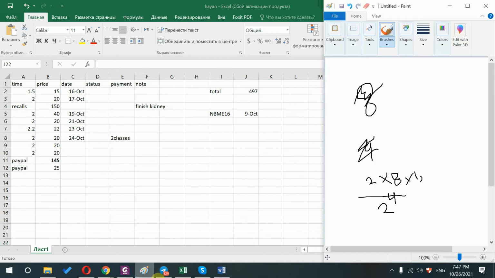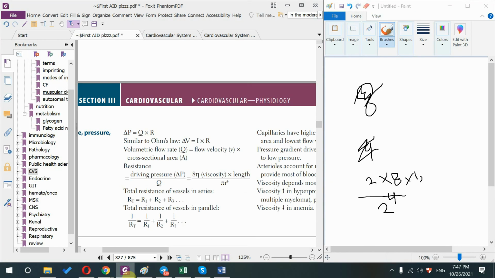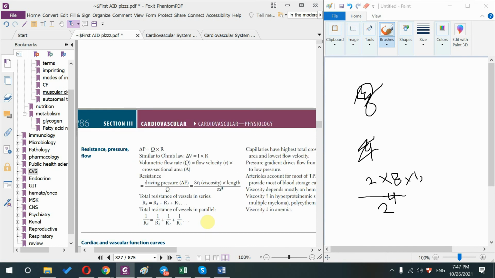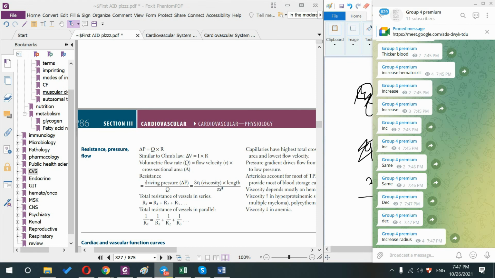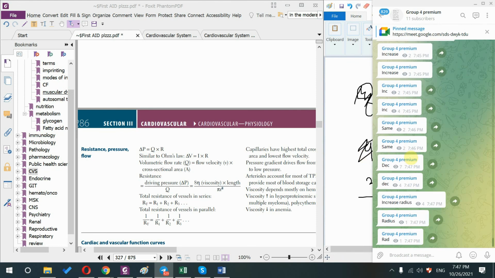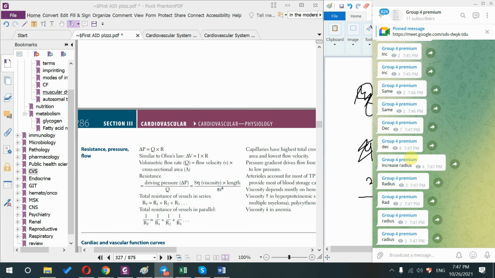So the radius is the main one affected, not the viscosity. You need to be careful with this power of 4. They can play it with you in so many different ways to basically ask you which one is the most important. Is it the radius or the viscosity? Which one is the most important in controlling the resistance of the vessel? The radius, exactly. The viscosity is important, but not as much.